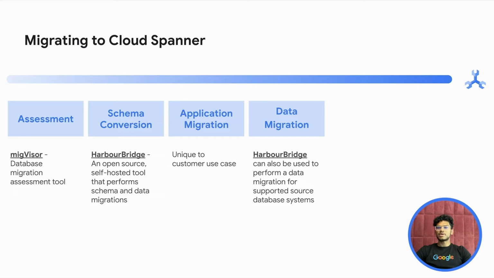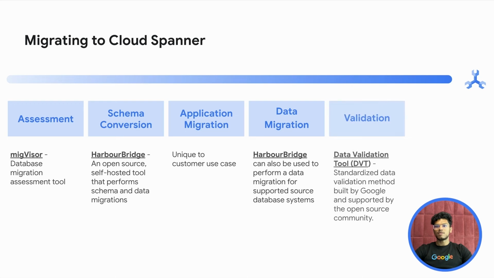Again, HarborBridge is the recommended tool for low downtime data migrations to Spanner from supported source database systems. HarborBridge acts as an orchestration tool between Google Cloud's data services. It reads data using Cloud Data Stream, stores incremental changes in cloud storage, and writes data to Spanner using Cloud Dataflow.